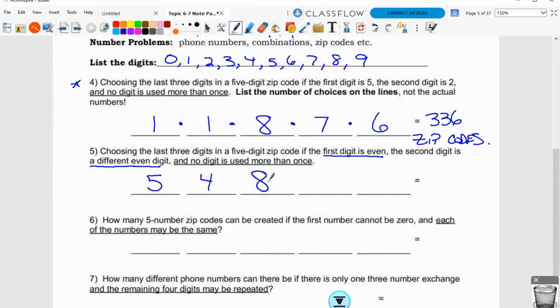Of the 8 choices, I'm going to use one of them, meaning that I can't use it again. So for the fourth digit, I'm going to have 7 choices. And then for the last digit, I'm going to have 6 choices because, again, the digit that I used in this spot, I can't reuse again. So instead of having 7 choices again, I'd be left with 6 choices at the end. Now I'm going to multiply these 5 numbers together to get my total number of zip codes. So when we do 5 times 4 times 8 times 7 times 6, that's going to give us an answer of 6,720 zip codes that are possible.